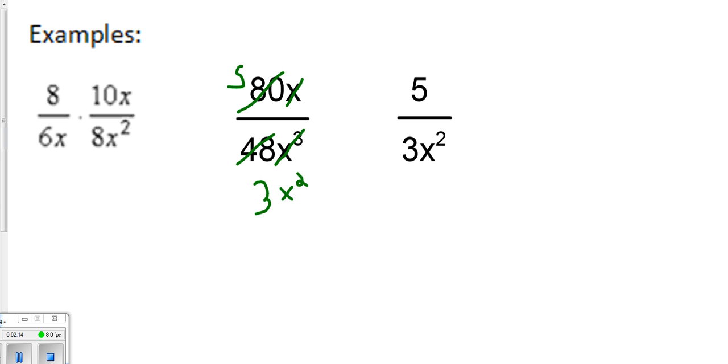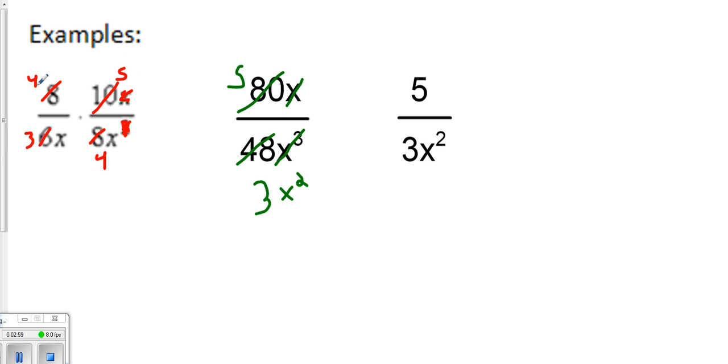It might be easier though to simplify first. So you kind of simplify as you go. 8 over 6x. I can take 2 out of each of these. So this 8 becomes 4. This 6 becomes 3. I have 10x over 8x squared. I can take x out of each of these. That squared goes away. We're just left with x here. X is gone. 10 and 8, I can take 2 out of each of those. This 8 becomes a 4. This 10 becomes a 5. So now it's 4 over 3x times 5 over 4x.